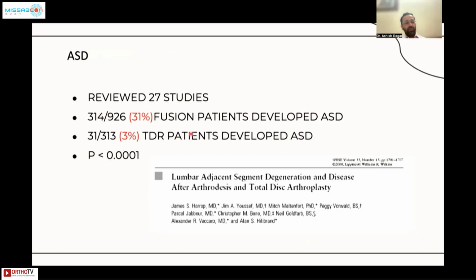Adjacent segment disease after total disc replacement. James et al. reviewed 25 studies and found 31 cases out of 313, which comes around 3%, developed adjacent segment disease, as compared to 31% of cases in fusion who developed adjacent segment disease, and the p-value for this study was significant.